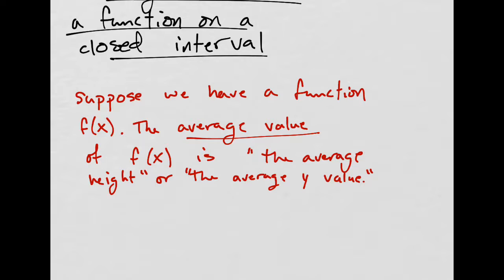So if you were thinking about the average score on a test for a class, you would add up all of the scores and then divide by the number of scores that there are. Well, it's the same idea for the function, except we have an infinite number of things to add up, so we have to do something kind of different.